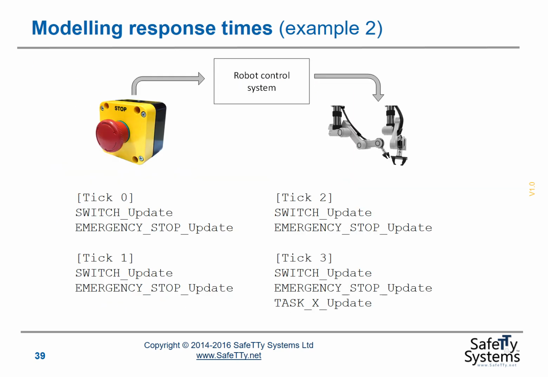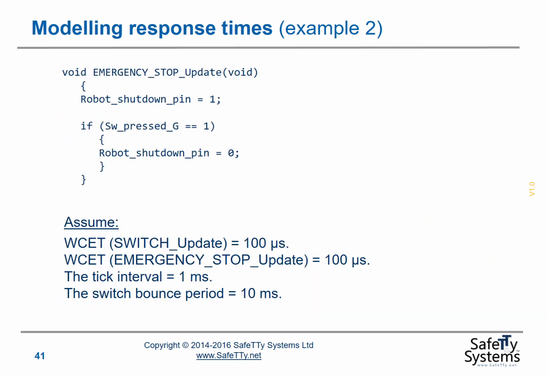In this slide, we've seen the switch update function and the emergency stop update function, the two tasks that we've listed in the subsequent two slides. So that's our switch update and that's our emergency stop update task. We're assuming that the worst case execution time for the switch update task is 100 microseconds, and the worst case execution time of our emergency stop update task is also 100 microseconds. We're assuming that the tick interval is 1 millisecond, and the switch bounce period is 10 milliseconds.